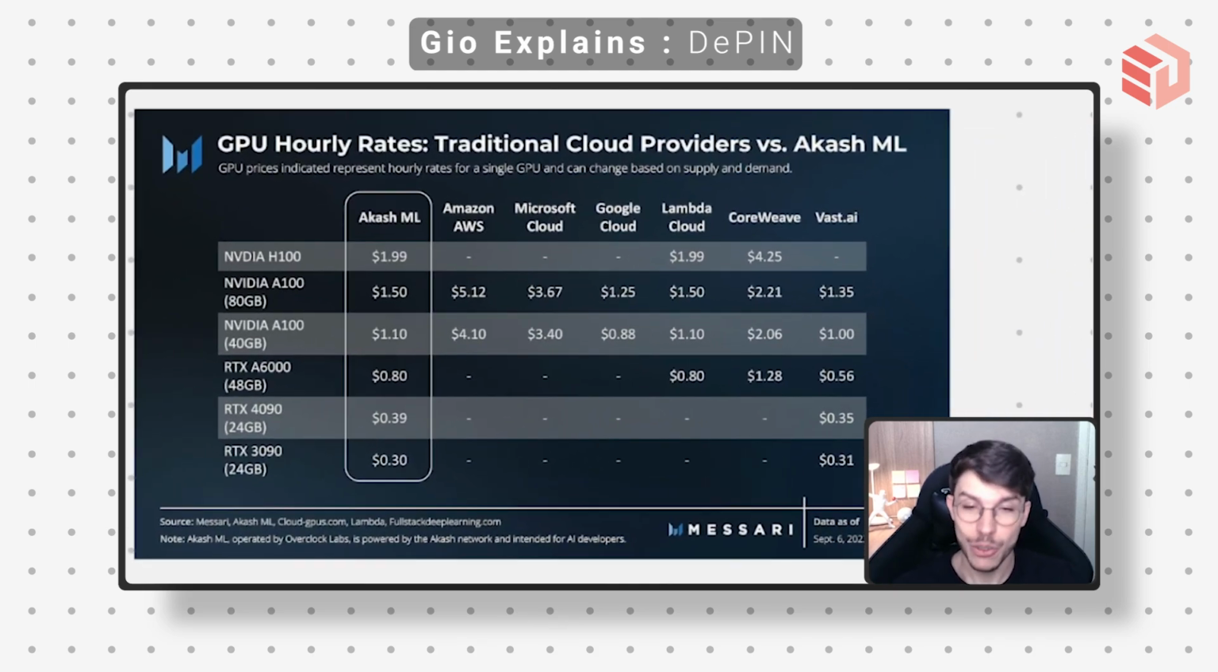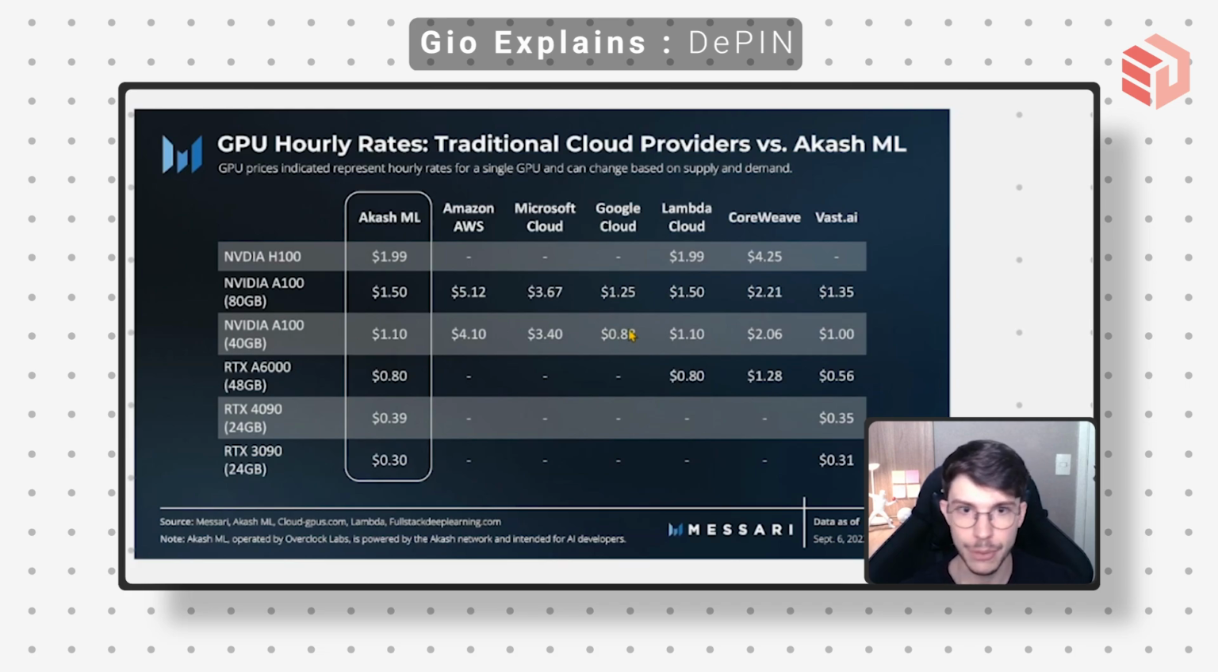Akash is another one that has been getting traction recently, and they're more focused on cloud computing and cloud provision. And it's just very interesting. Again, this is more recent research by Messari from September of this year. And if you compare the cost of the GPU hourly rates, it's just astonishing, right? So if you look into, let's say, NVIDIA A100, for example, of 40 gigabytes, while Akash is charging $1, Amazon is charging $4. Google, for example, is at 88 cents.